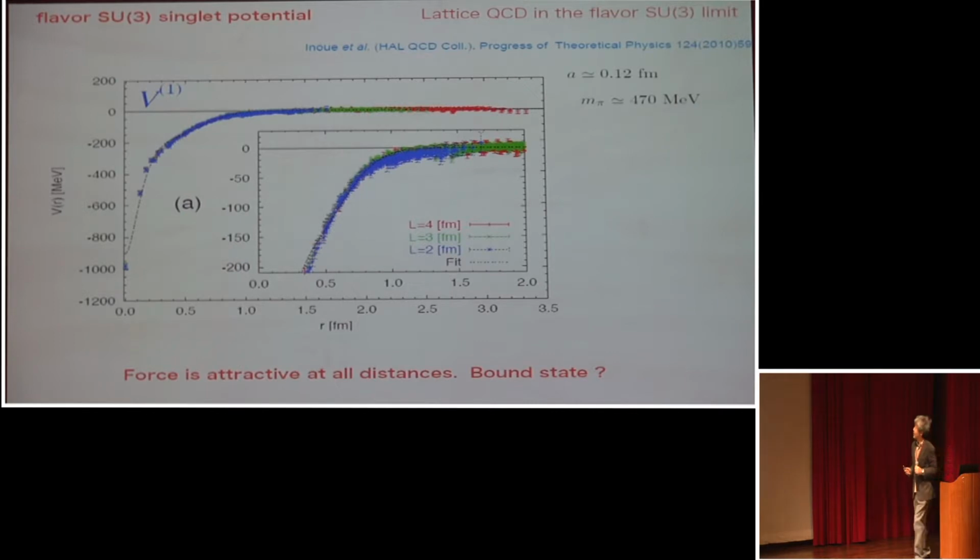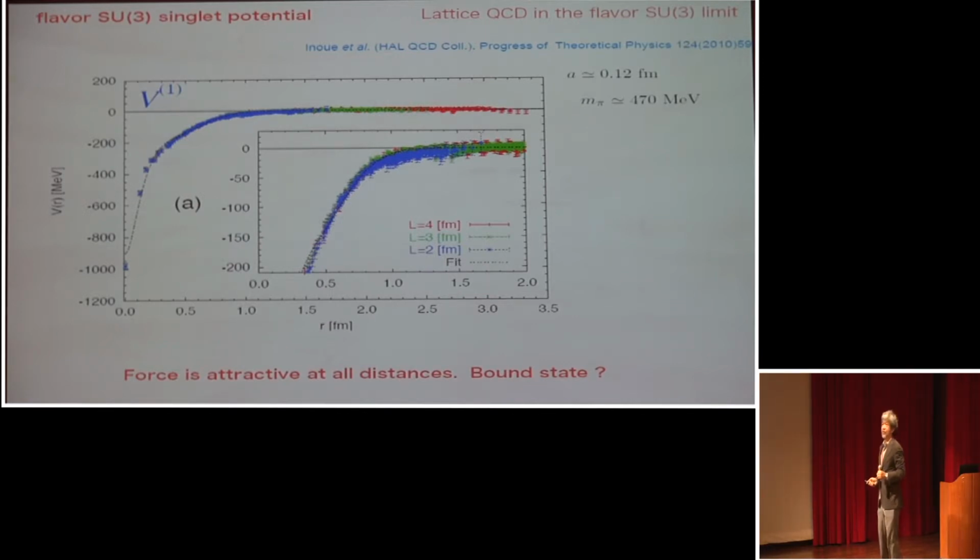Third candidate is H dibaryon. I repeat, I will make some brief introduction of this part and go to exotic hadron because of time constraint.